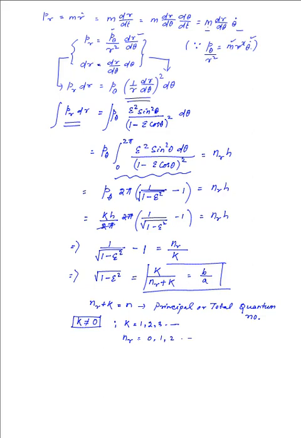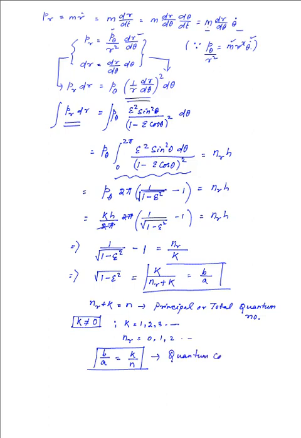Now from this, we can just say that b by a is simply equal to k divided by n, is what we have obtained over here. And this is the quantum condition for the elliptical orbits.